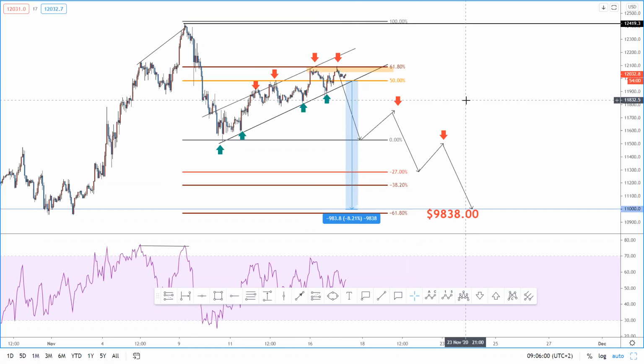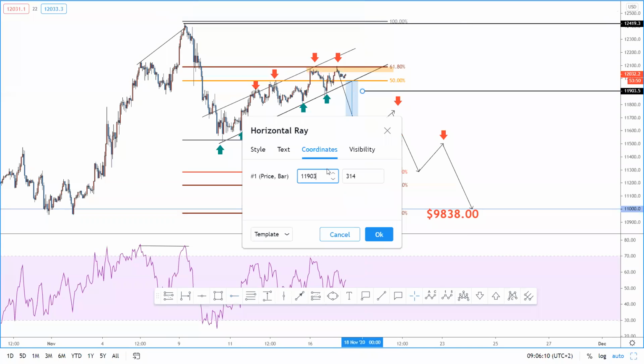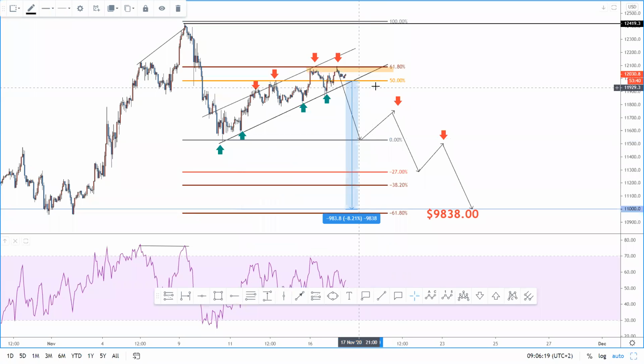So the best way to trade this one is to use a sell stop. Sell stop at 11,900, right? 11,900. That will be our sell stop. That is the first trade.